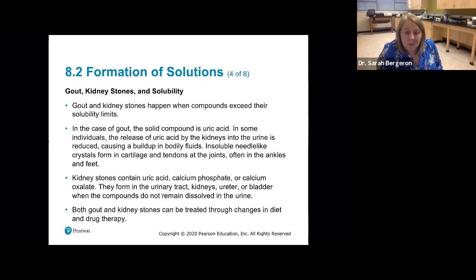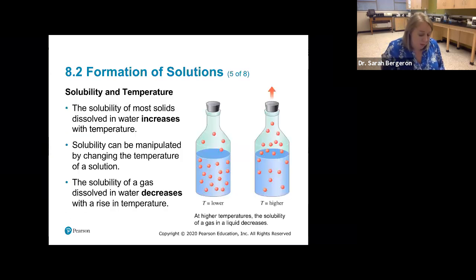Kidney stones are very similar, right? They can contain the same substance. They could contain uric acid. They could contain calcium phosphate or calcium oxalate. It doesn't matter which one it is, but they could form in the urinary tract, in the kidneys, in the ureter, in the bladder. And you've got to think that all of those structures are designed for liquid only. So once you start having solid things anywhere inside of the urinary tract, it's going to cause some serious pain. This is what happens when those compounds crystallize out. You can treat both gout and kidney stones with changes in diet and with drug therapies.